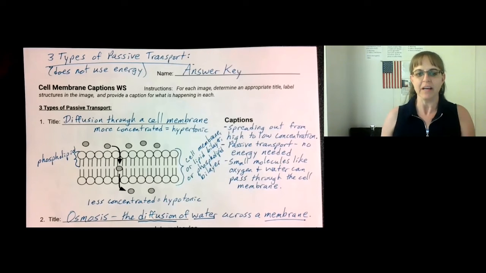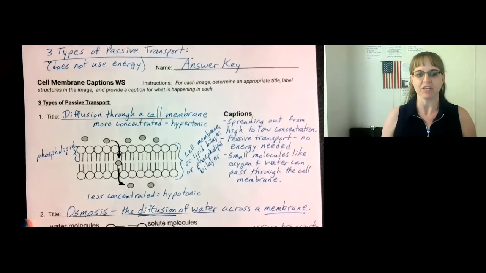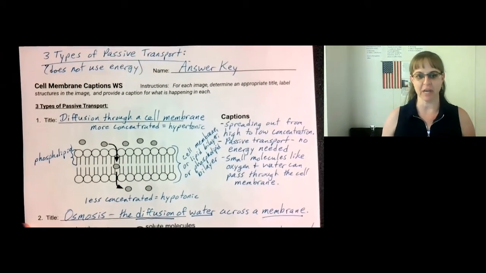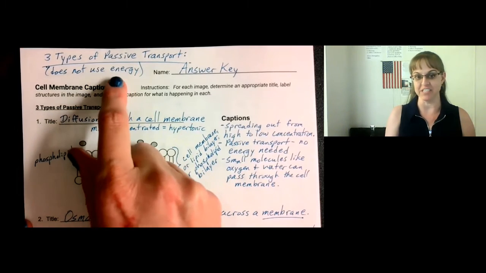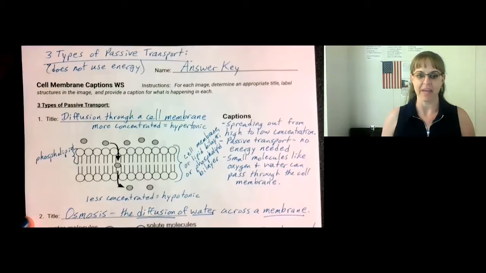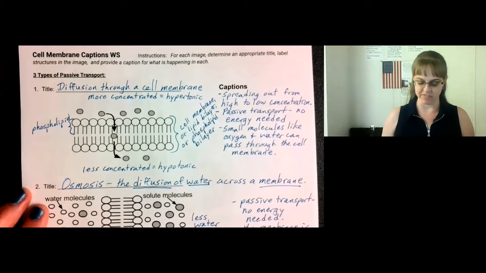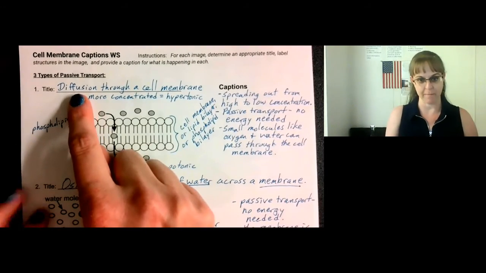Hello everyone. This is how to do the cell membrane captions worksheet, except it's really notes. It's not a worksheet, but oh well, it was a good name. So there are three types of passive transport. In other words, passive, it does not require any energy. And the first type of passive transport is diffusion.